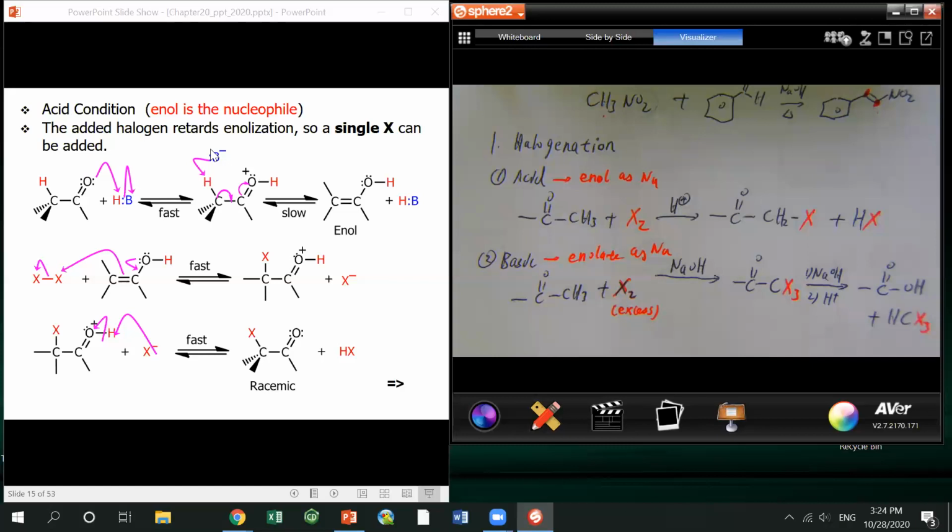Then some weak base comes in and picks up the alpha hydrogen, generating an enol. That's the enol. This is probably the only reaction in this chapter where we have an enol as a nucleophile. Then the electrons shift back, opening the C bond and picking up a halogen, and eventually another hydrogen ion picks up the hydrogen on the carbonyl group, giving you the final product.